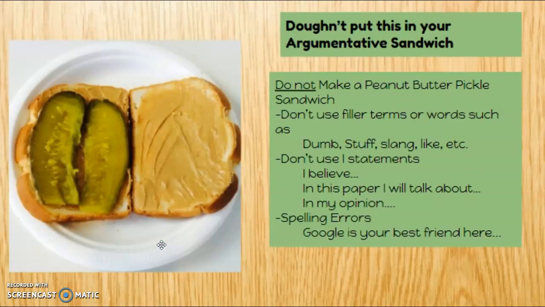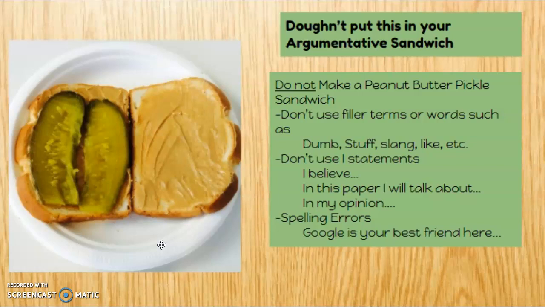Okay? All right. These are things to not put in your argumentative sandwich. Don't make a peanut butter pickle sandwich. Nobody wants that. We don't want filler terms such as dumb stuff, slang, like, etc. We don't want those types of words. I want you, my scholars, to have elevated vocabulary. Don't use I statements. Don't use statements like, I believe, in this paper I will talk about, in my opinion. I know this is your opinion. I know this is what you believe because you're writing this paper. You are the author. I know that's what you believe.